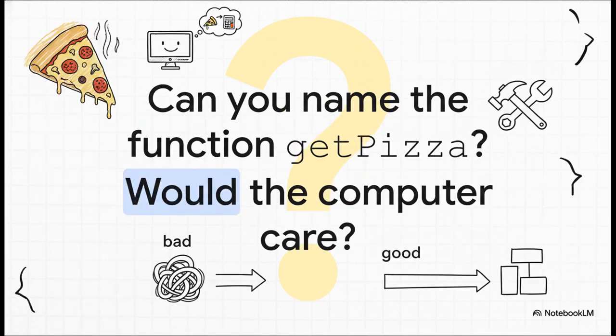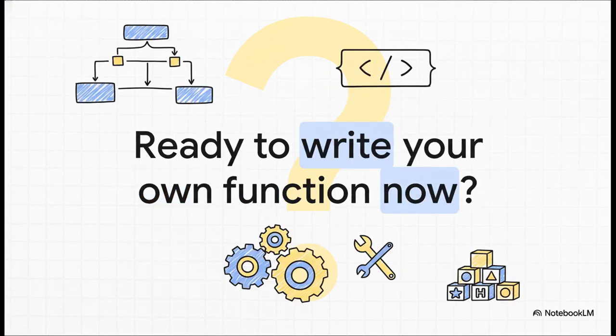And for our final question, could you name this function getPizza instead of sum last digits? Would the computer care? Would it stop you? The answer is, technically, no. The computer doesn't care what you call it, as long as you're consistent. But naming it something that clearly describes what it does, now that is what separates a simple coder from a true software architect.